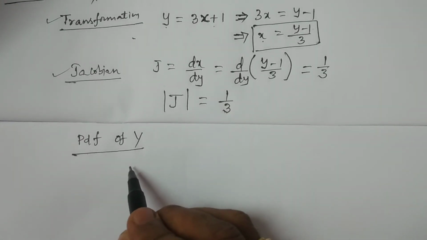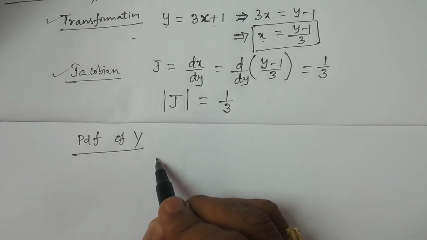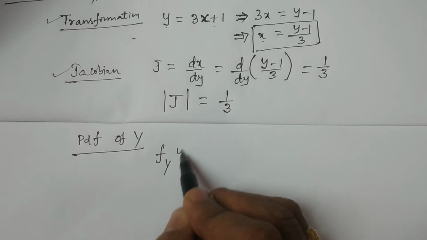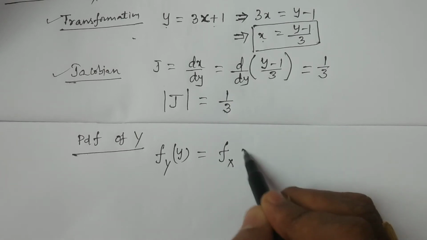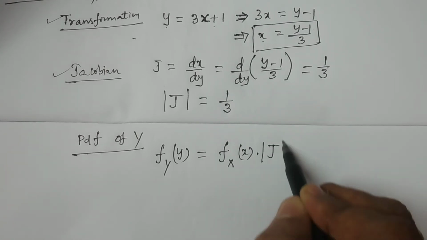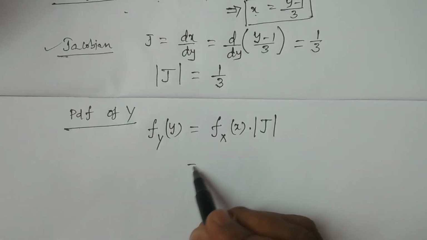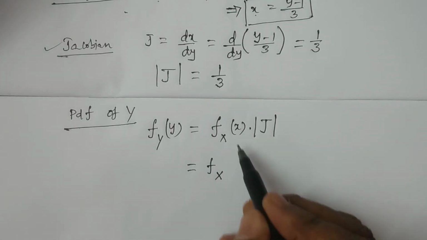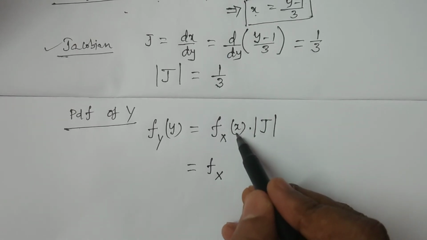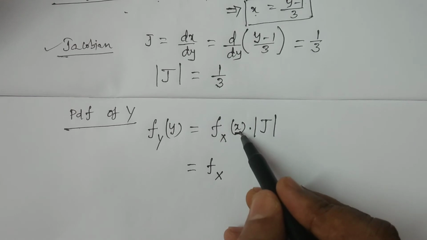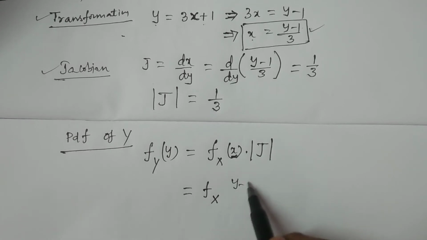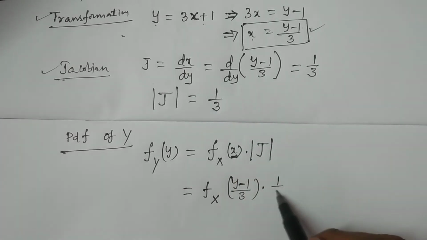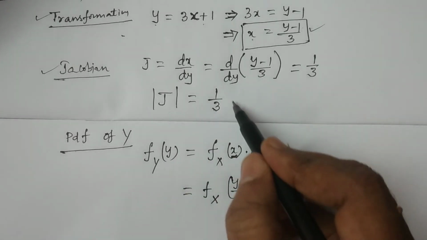So in the calculation of y, by using the one variable Jacobian transformation method, the formula of f of y, that is f_Y of y, I am writing. Observe clearly how I am writing. f_X of x multiplied by the modulus of the Jacobian. That is the formula. Now this x is the transformation. What is the transformation of x? It is (y minus 1) by 3. So I'm replacing it, multiplied by the modulus of the Jacobian, which is 1 by 3. We have calculated this.